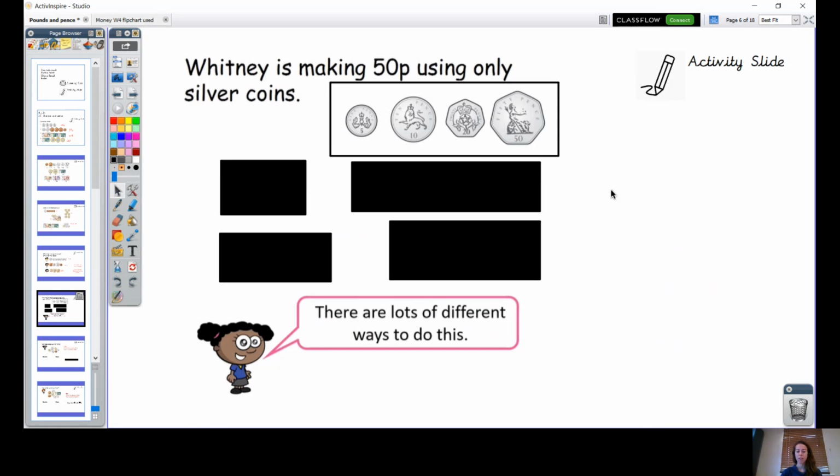Now, she's saying there are lots of ways to do this. So she's making 50p as a total, only using those silver coins. I'd like you to pause the video and find at least 2 ways of doing this. 2 different ways. Do that now.